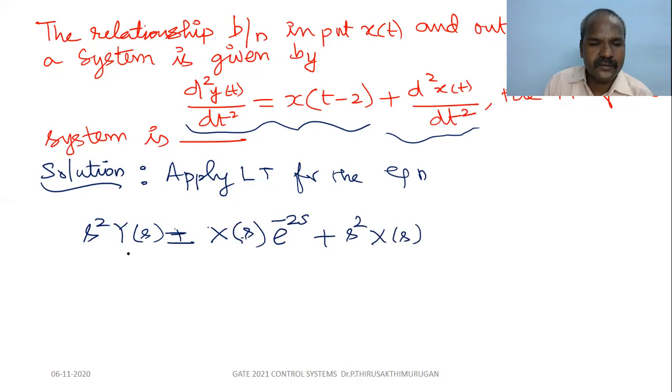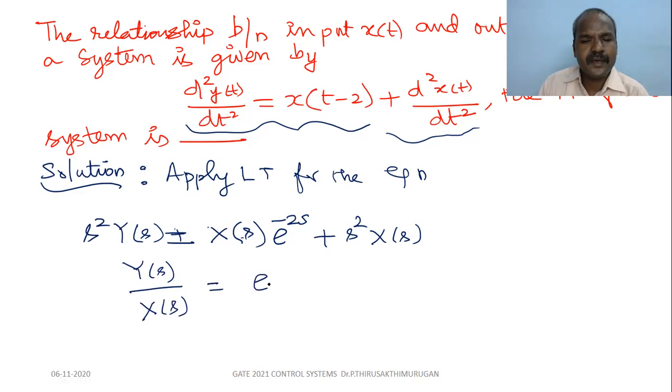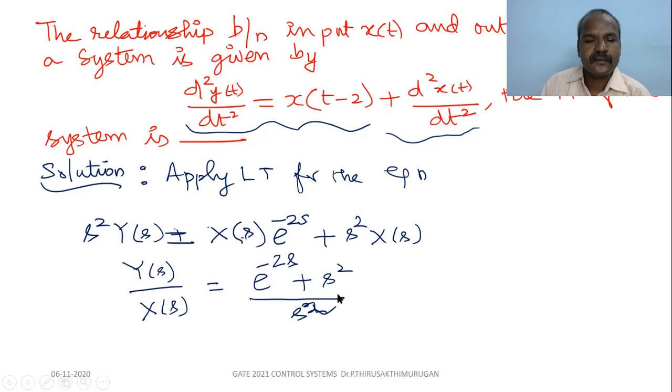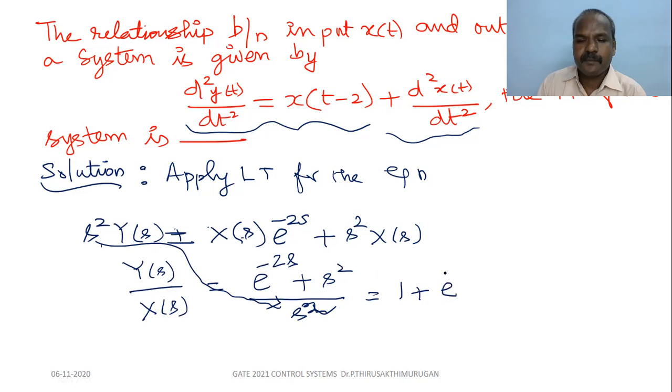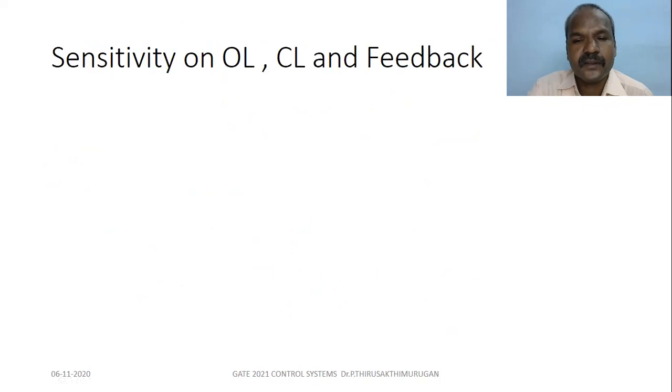So bring Y of s to one side. Y of s by X of s equals e power minus 2s plus s square divided by s square. This s square comes in the denominator. So what do you get? 1 plus e power minus 2s by s square, with s by s square. So this is the transfer function model for the equation.